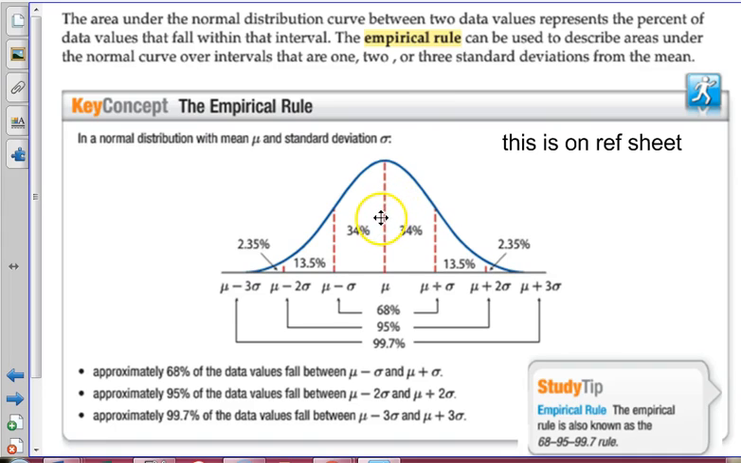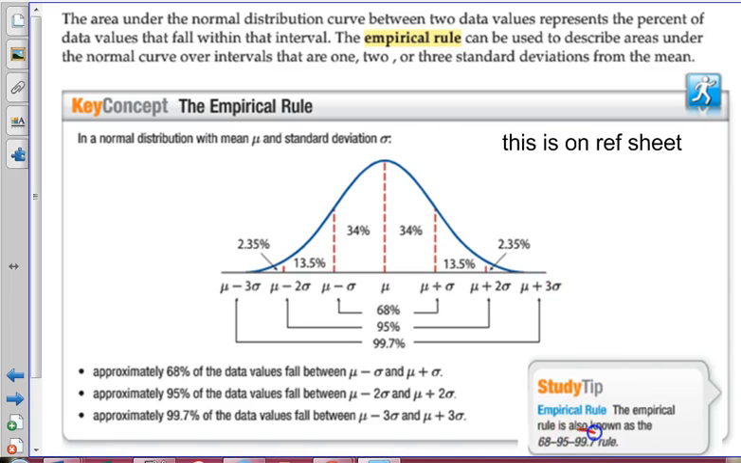The area under the normal distribution curve between two data values represents the percent of values that would fall within that interval. The empirical rule can be used to describe areas under the normal curve that are 1, 2, or 3 standard deviations away from the mean, okay? So if we're looking at data that's exactly within 1, 2, or 3 standard deviations, we can use this empirical rule, and it is still an estimate, okay? We're going to do it on the calculator eventually.